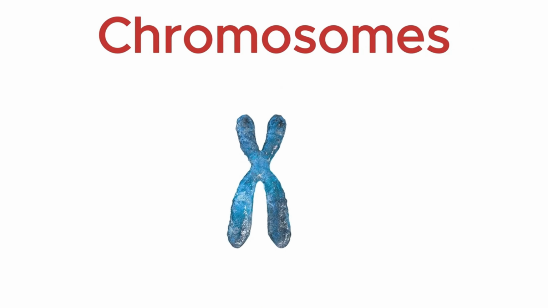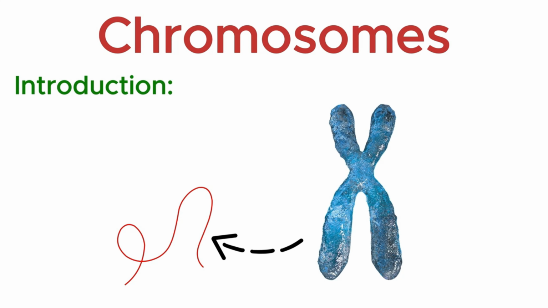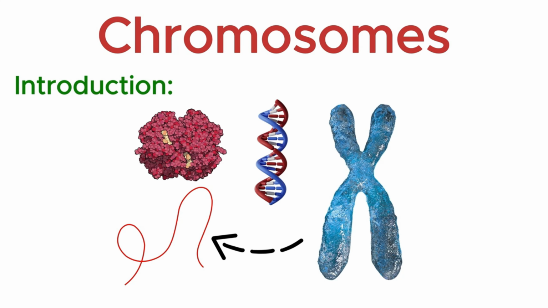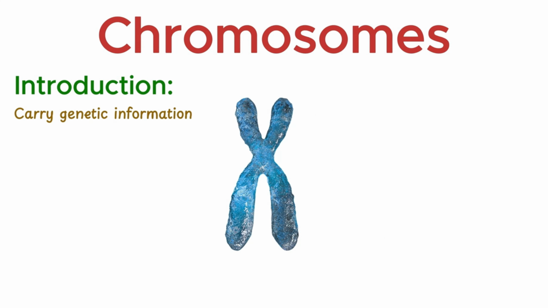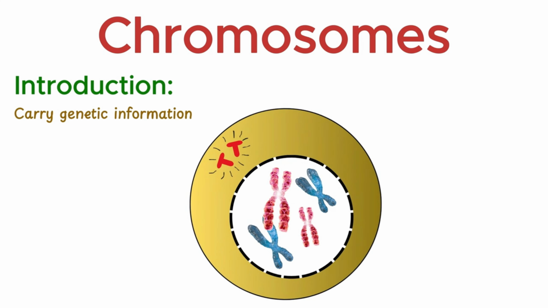Let's talk about chromosomes. Chromosomes are long, thread-like structures. They are made of DNA and proteins. They carry genetic information, from your eye color to your height. And they are found inside the nucleus of every cell.